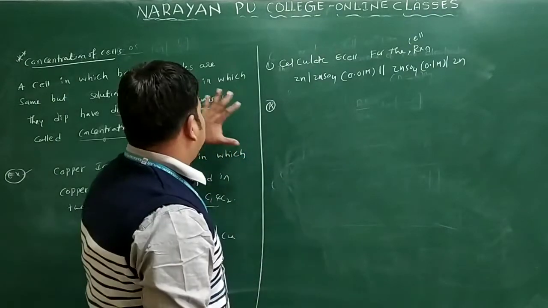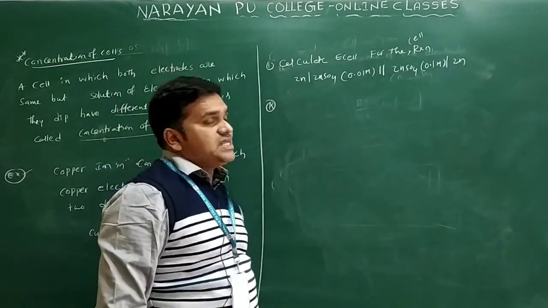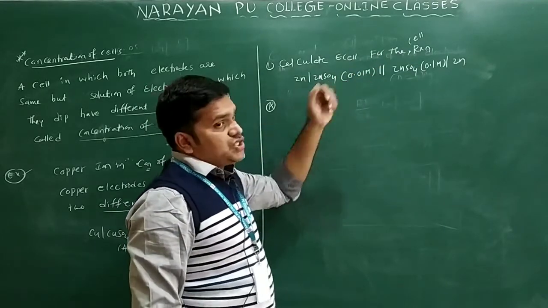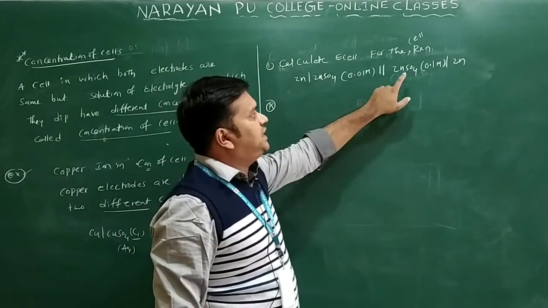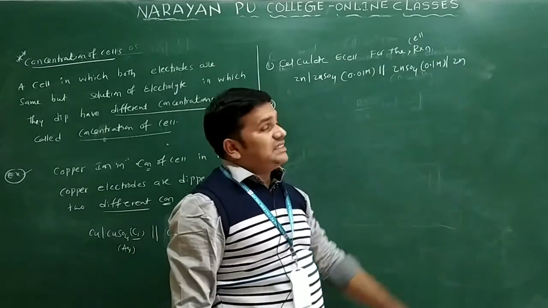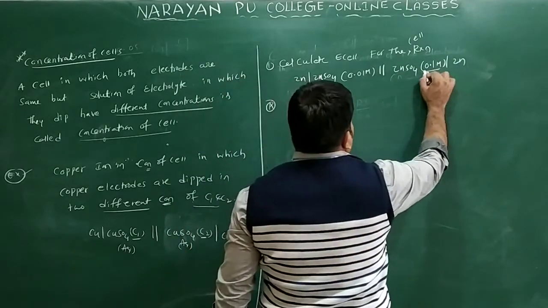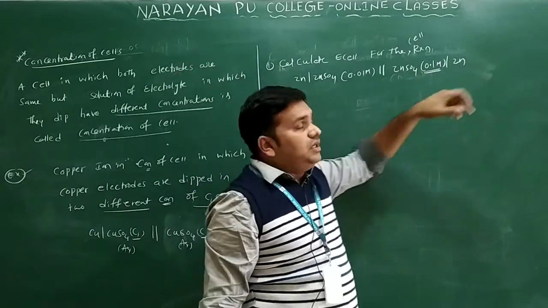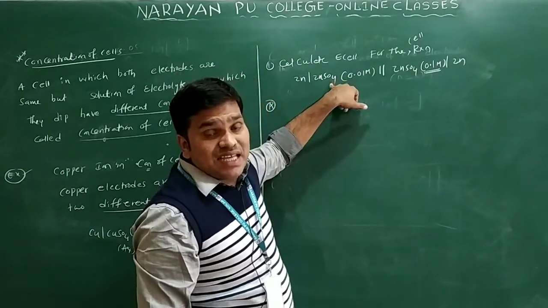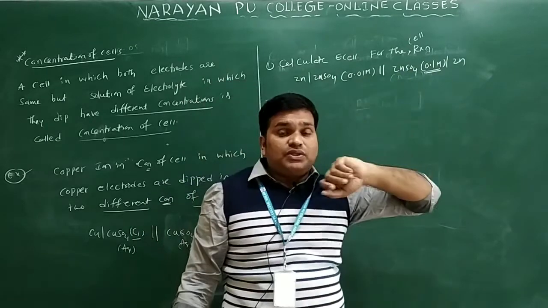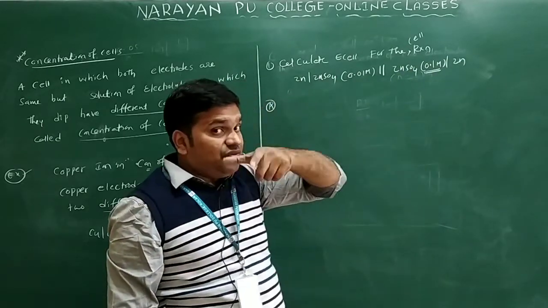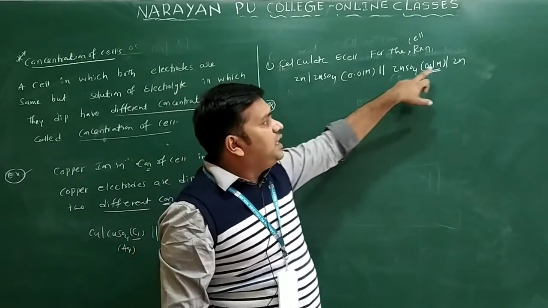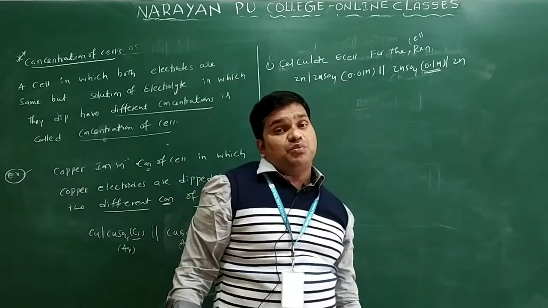Let us see one question on the same model. Calculate the E cell for the cell reaction Zn | ZnSO4 0.01 concentration || ZnSO4 and Zn with 0.1 concentration. You see here the electrode is zinc, and here also the electrode is zinc. Here the electrolyte is zinc sulfate, and here also zinc sulfate. But there is a difference in the concentration. Here the concentration of the solution is 0.01, and here it is 0.1.